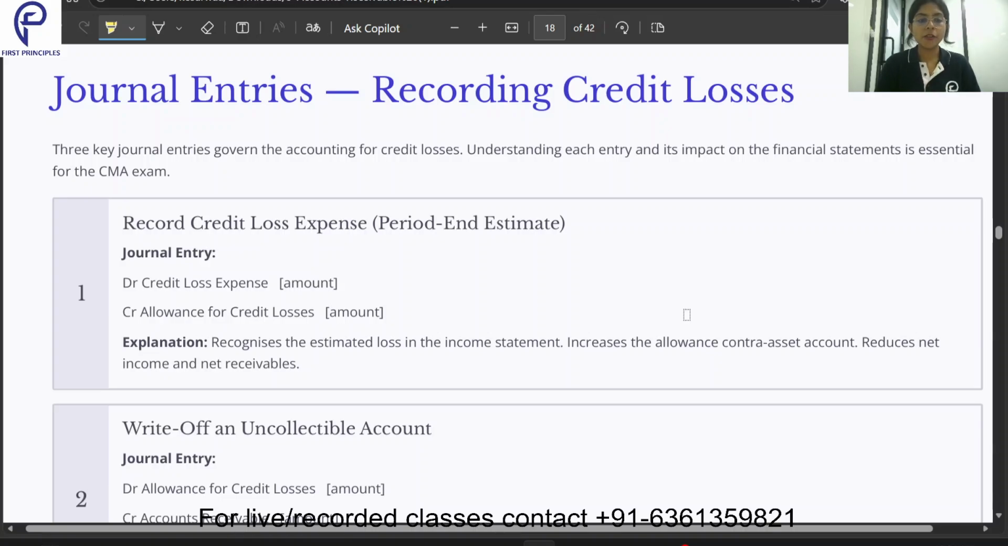So the first journal entry is estimating the period-end estimate, that is, how much the credit loss is going to be. So we will debit the credit loss expense and credit the allowance for credit loss. That is the journal entry we will pass initially in order to record the expense of the credit loss.